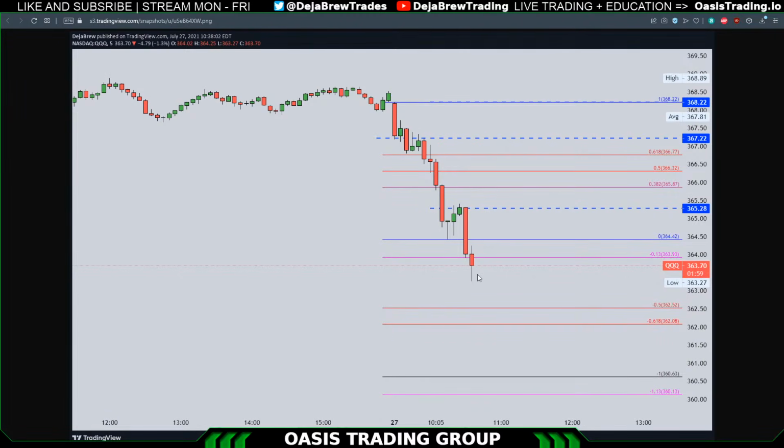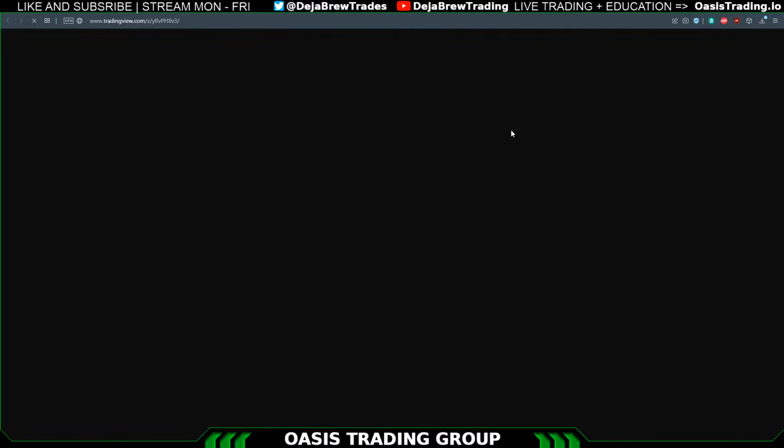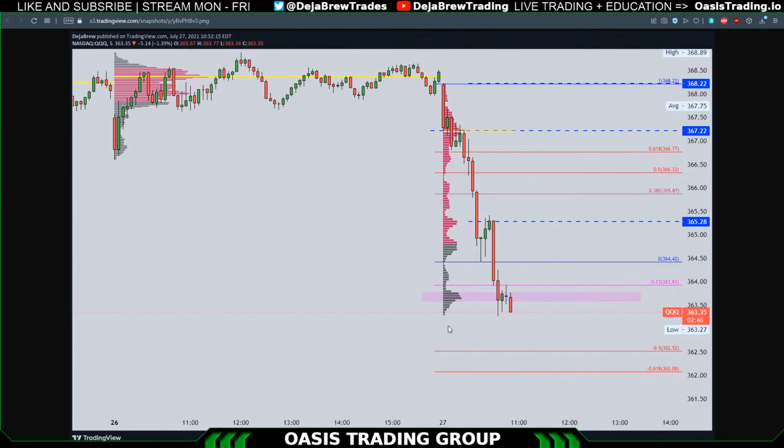So the profile here was more bearish. Let me see if I have an image of the profile. Here it is. So the profile here you can see is extremely bearish. It's pretty much just going straight down. It's not really finding a whole lot of support, and it's just continuing to find value lower.